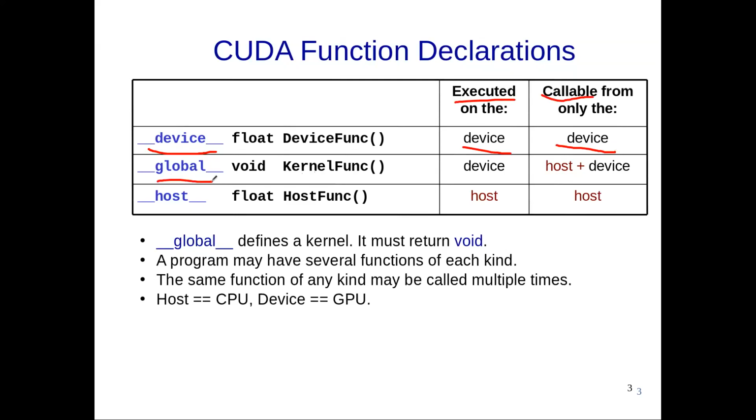Global, we know, is a kernel which is executed on the device. It is callable primarily from the host, but with dynamic parallelism, you can call a kernel from a kernel also, so it is callable from device also. Similarly, there is a host tag, which essentially is our usual function that we specify on the CPU, which is executed on the host as well as callable on the host. Okay. So this basic part is something which we should be aware of as we go along, right?